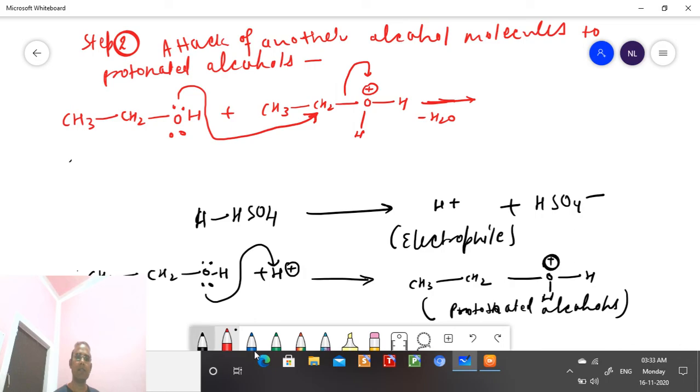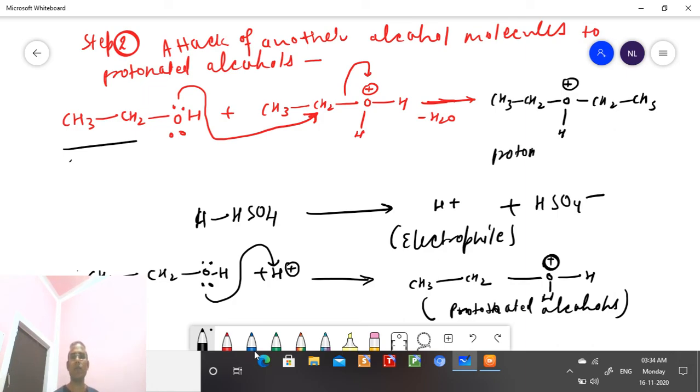What is the resultant? See the resultant. The resultant is CH3, this is CH2, this is O, downside H will come, and here again CH2, CH3. And since the electrons are moving from the lone pair to here, it will be positive. This compound is known as protonated ether. It is an ether, but an extra proton is there. So this is what is known as protonated ether.